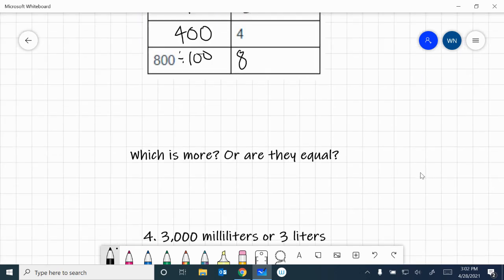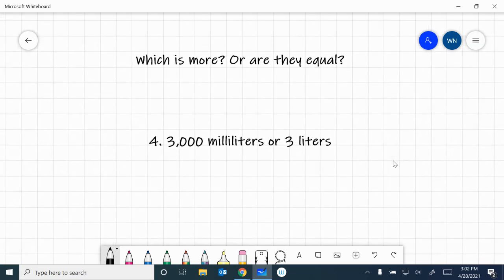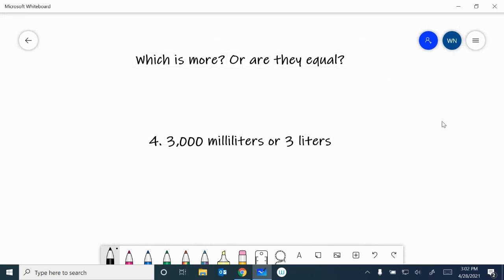Which is more, or are they equal? That's what we're going to be deciding for these next ones. Kind of like a greater than or less than. 300 milliliters or 3,000 milliliters or 3 liters. Again, liter, deci, centi, milli.